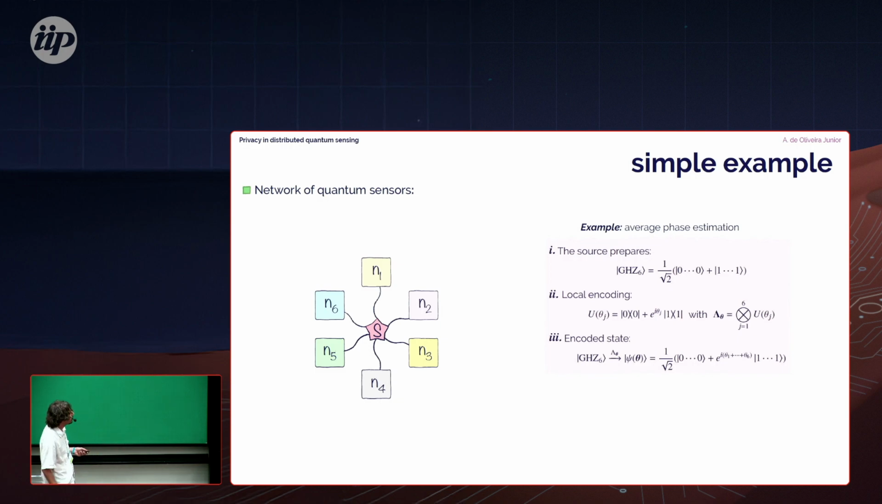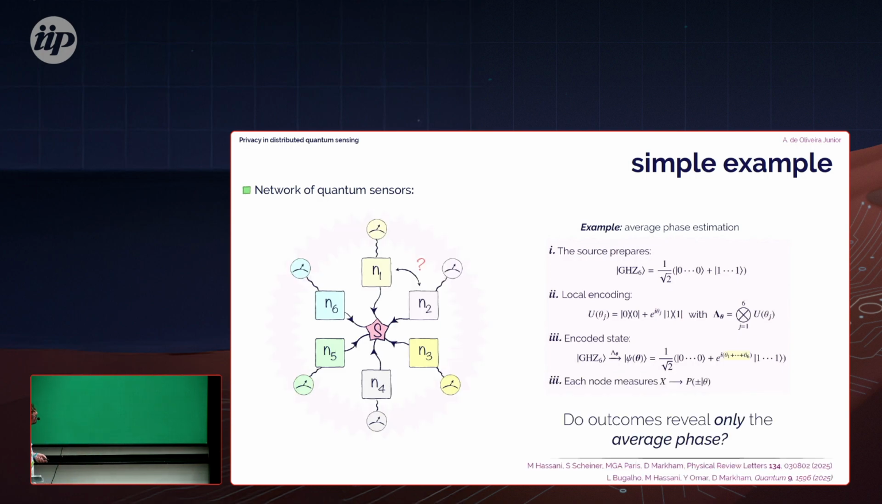And since we would like to estimate the average phase, parties perform some local measurement that we could agree on beforehand. With this local measurement, then you have access to some conditional probability. And by repeating this many times, we have some data and we can process this data with statistical methods. So the question that I would like to pose is, do outcomes here reveal only the average phase and nothing else? Well, in this case, the answer is pretty simple. For instance, if we look at the encoded state here, our state is proportional to a quantity that is proportional to the average phase.